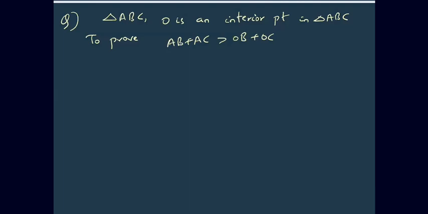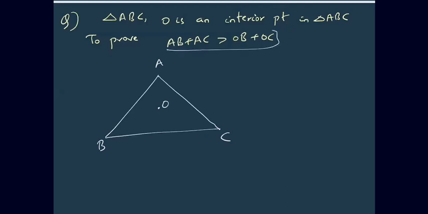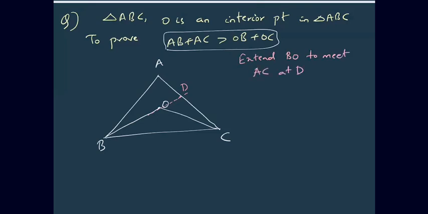Okay, so let us just discuss this problem. So we are given a triangle ABC, and we have an interior point O inside the triangle. So we need to prove this inequality. So OB is involved and OC is also involved. So now what I'm doing is I am extending this BO to meet AC at point D. So extend BO to meet AC at D. This is what I have drawn.